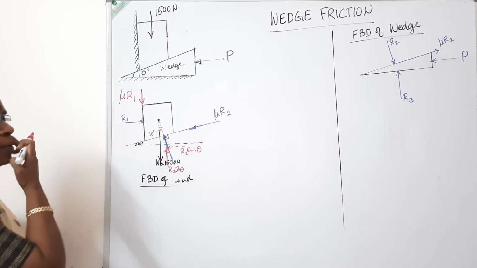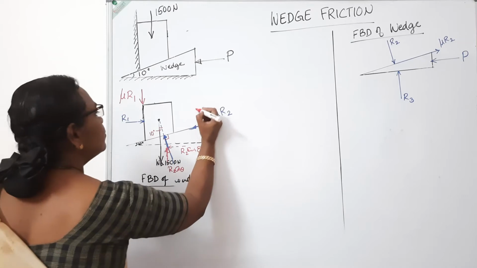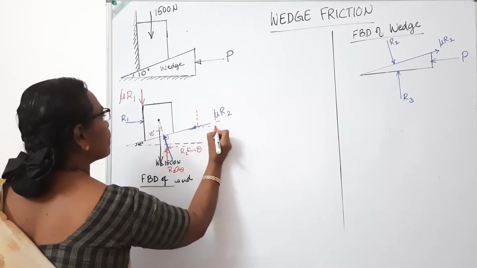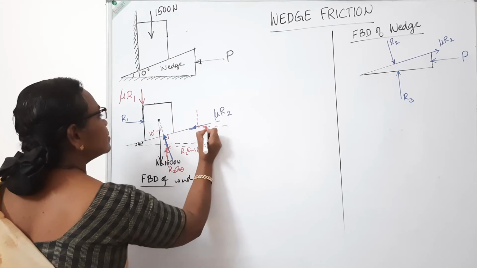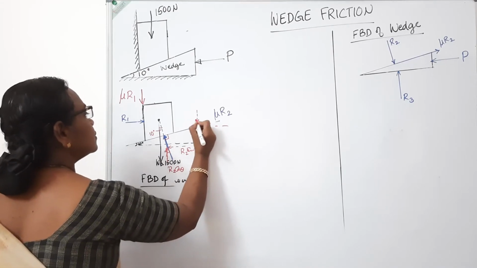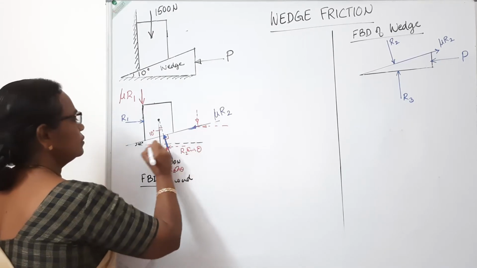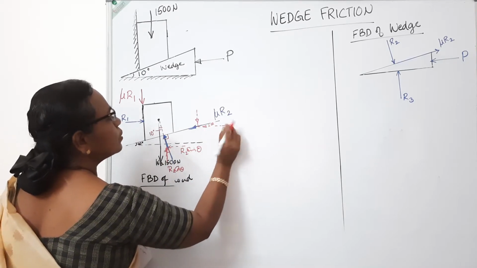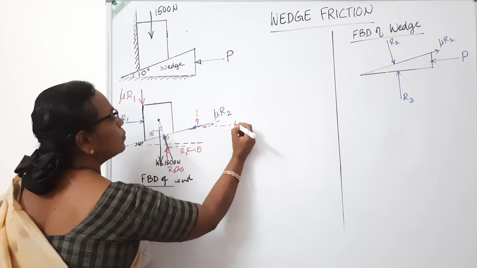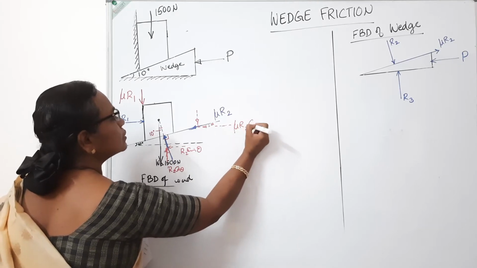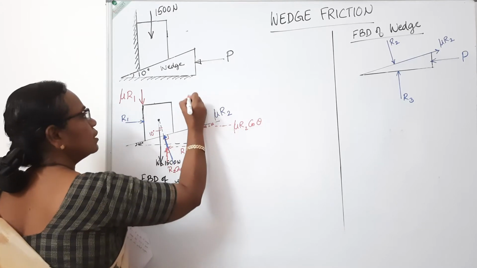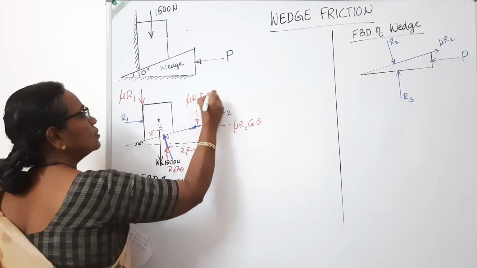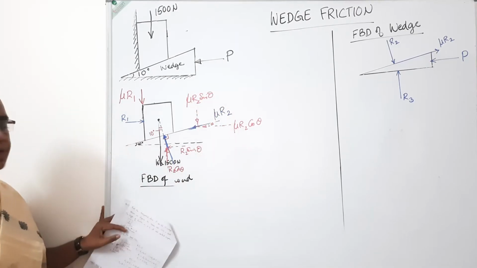What about mu R2? Similarly, let us resolve. These are the 2 components, towards this, towards this. The angle is theta. So this horizontal component is going to be mu R2 cos theta and this vertical component is going to be mu R2 sin theta. So I will repeat once again.